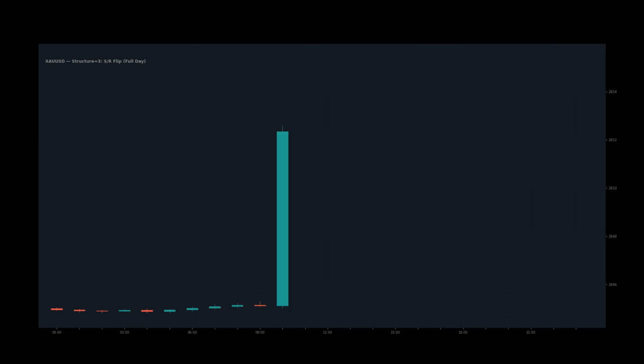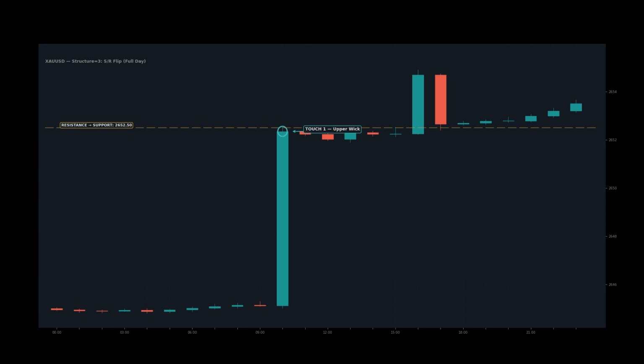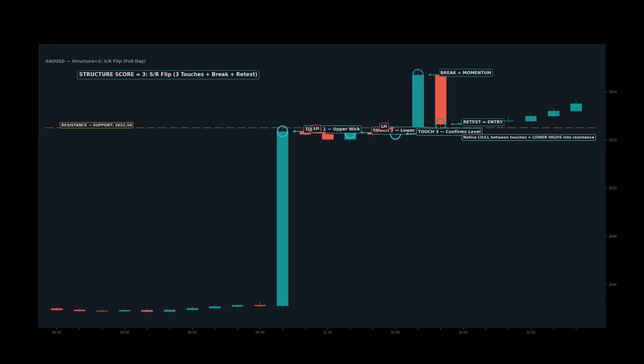Structure score of 3 points. The SR flip with full day context. Look at this chart. The resistance level at 2652.80 was touched 3 times during the London session, at 10 a.m., at 11 a.m., and again at 12 p.m. Each touch produced a visible reaction with wicks showing rejection.